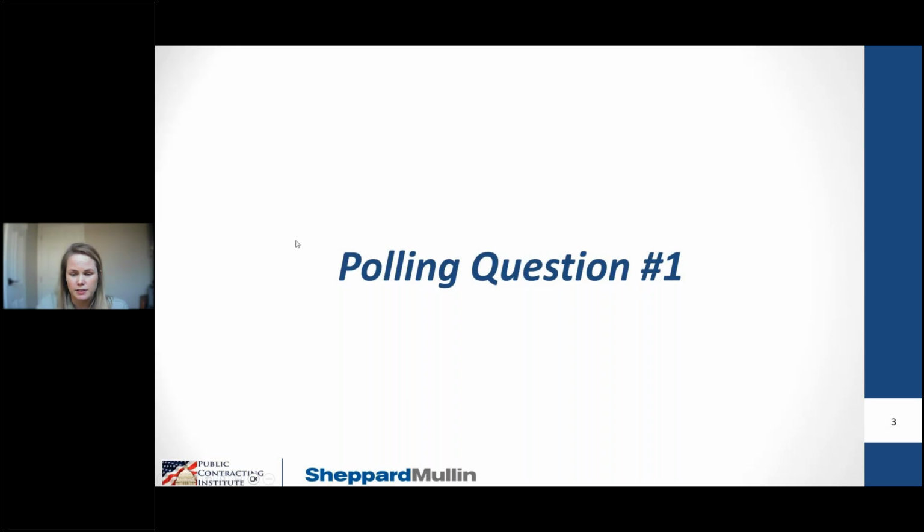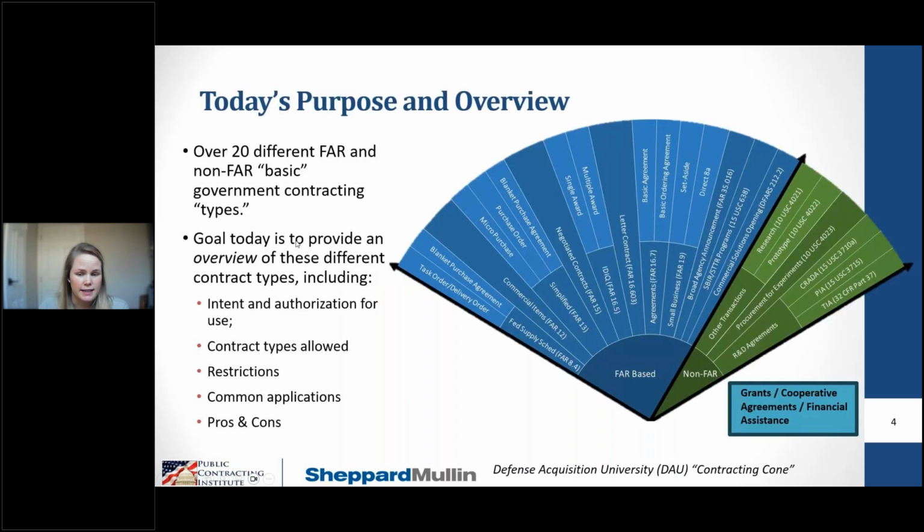So let's certainly get into that. We're here today again to talk about types of government contracts. Now, there are over 20 different FAR and non-FAR basic government contracting types. On the screen, you have a nice contracting cone from the Defense Acquisition University that recognizes 23 different contracting types. And then we have financial assistance agreements and grants, which get you to that 24 that's mentioned in the course description for today's lesson.